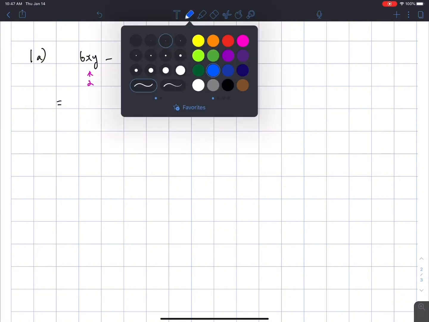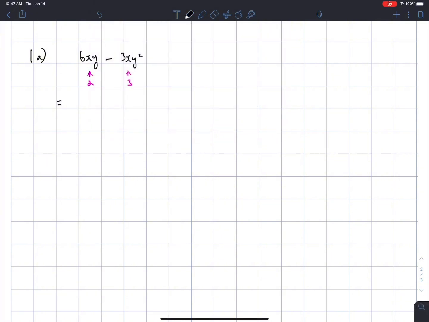So now I can rearrange them. I want to have the highest degree term first. So negative 3xy squared, that's the higher one with a degree of 3, plus 6xy. So there's always an invisible positive here. We just don't write it out. Whenever we can choose not to write out the positive, we will try not to write it out.